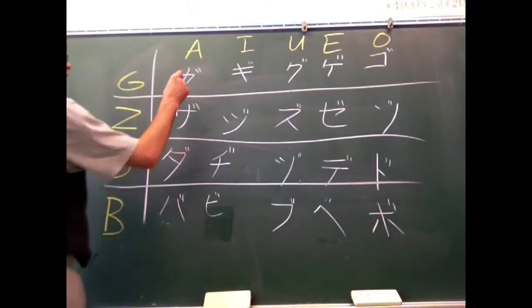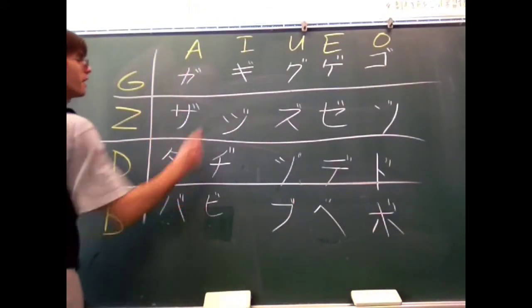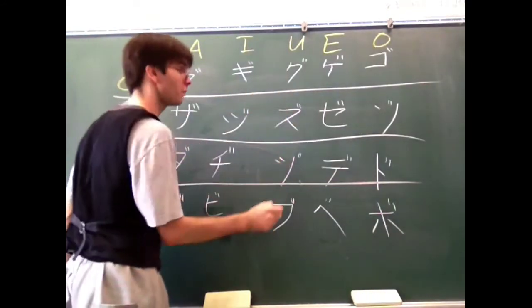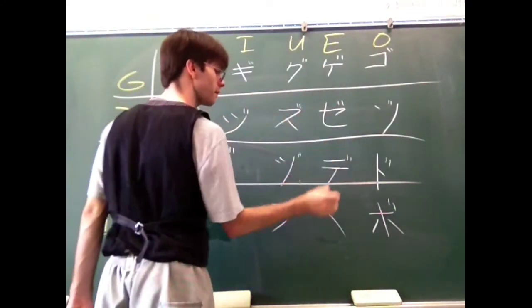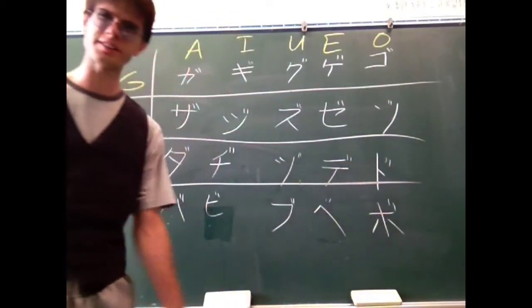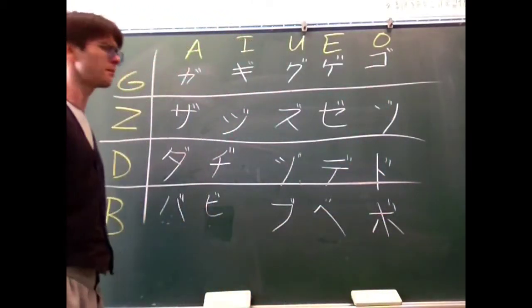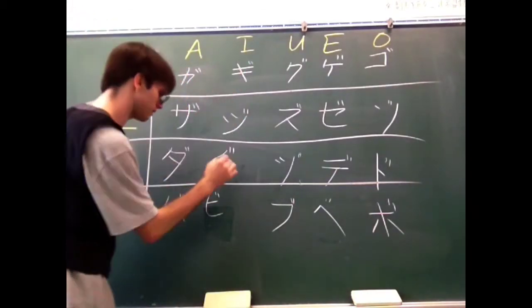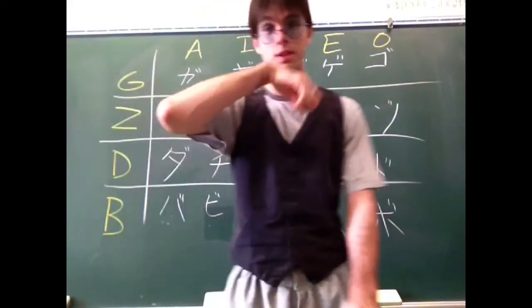So really quick. Ga, za, da, ba, gi, ji, ji, bi. Gu, zu, zu, bu. Ge, ze, de, be. Go, zo, do, bo. That's really hard to say. Like, that should be a tongue twister or something. Ga, za, da, ba, gi, ji, zi. Yeah, crap. Anyway, you guys should give it a shot.